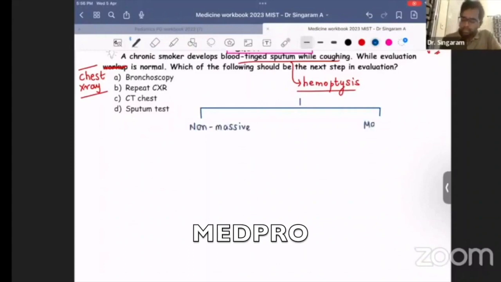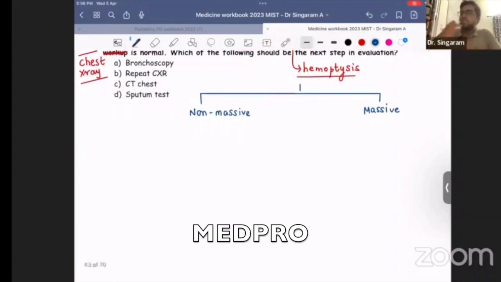Another one is a patient who is having massive hemoptysis. Massive means so much blood is lost, somewhere around 1 liter or more. We call it massive hemoptysis. Nobody can measure the amount of blood lost through coughing, so we look at the vital parameters. If he is an unstable patient, for example with features of shock, then we call it a massive hemoptysis.